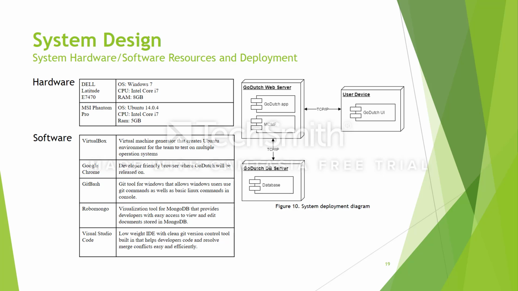For the system deployment diagram, we have GoDutch web server and GoDutch database server hosted on the same machine. However, the web server is hosted on port 8080, while the database server is hosted on 27017. The communication through the web server and user devices, along with GoDutch database server, are through TCP/IP protocols.